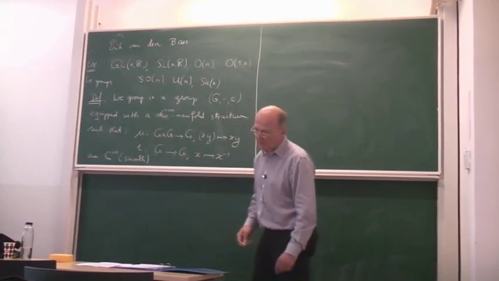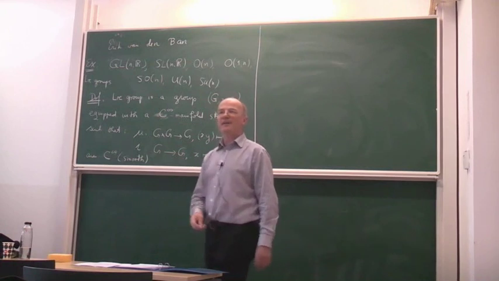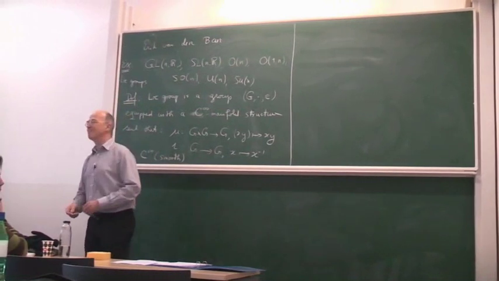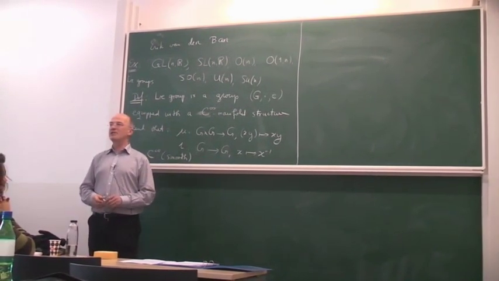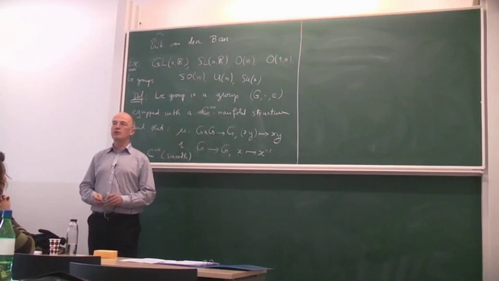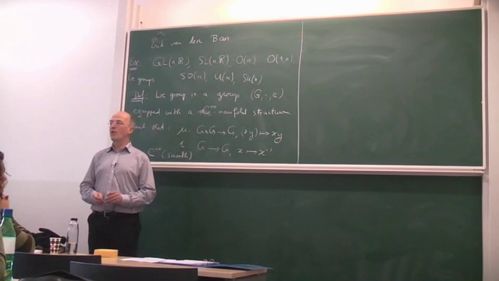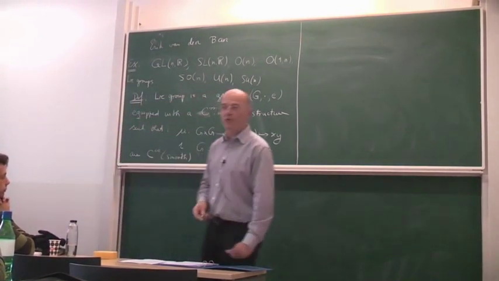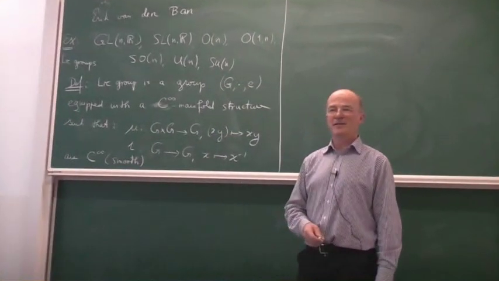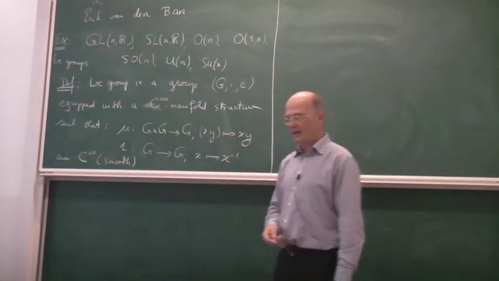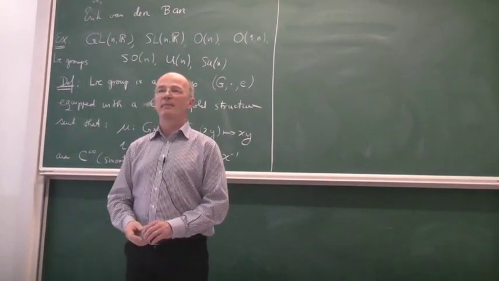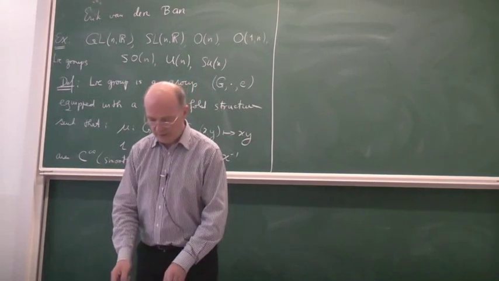Apart from, by the way, there is always the issue of a manifold being second countable or not. Second countable means that as a topological space, the manifold should have a countable base of open neighborhoods. I'm assuming throughout this course that all manifolds are second countable, so have such a base. And the same thing, in particular, I'm assuming this for Lie groups.